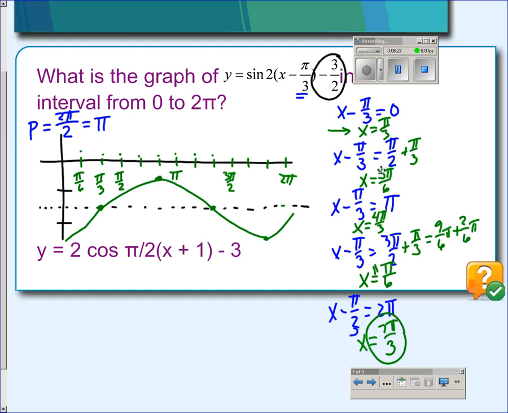Because of the length of time here, I'm not going to do the second example, but in the second example, you should notice that the 2 makes the amplitude 2 units, so you're not going to just go up and down 1 unit from equilibrium, but you'll go 2 units.